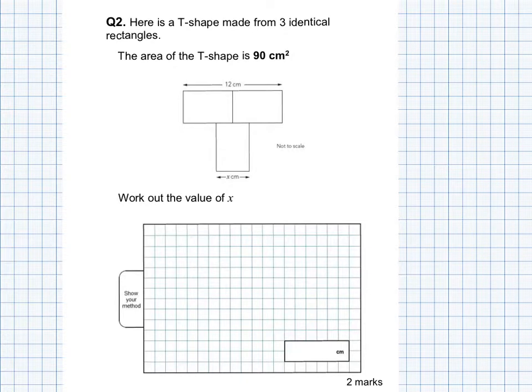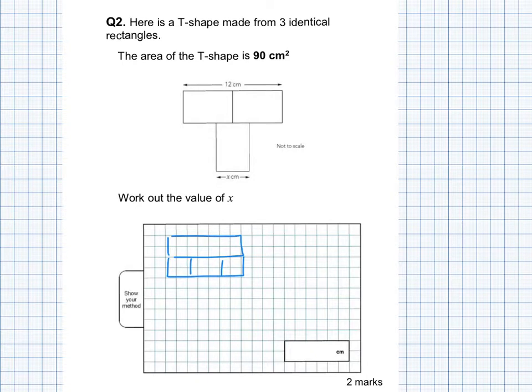I know the area of this shape here, the T shape, is 90 centimetres squared. I know that 90 centimetres is made up of 3 shapes. I need to work out the value of x, which is one of the sides. Now I know I can't work out one of the sides until I work out the area of one of the shapes. So I've got 3 shapes here. 3 shapes have an area of 90 centimetres squared. That's made up of 3 shapes.